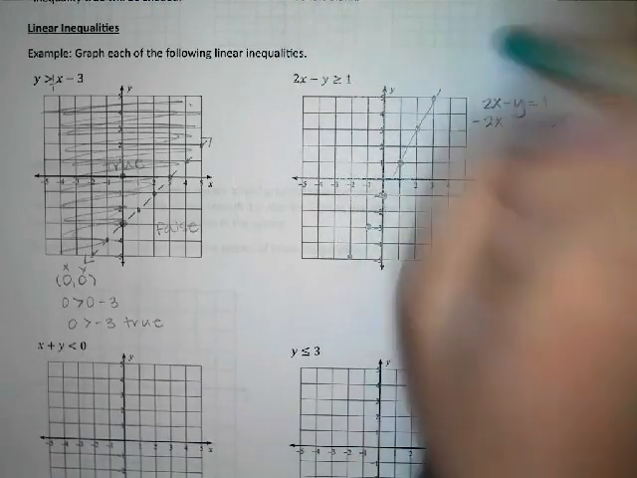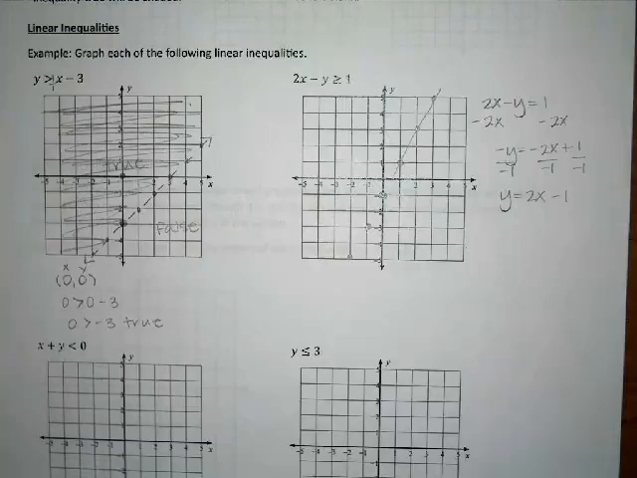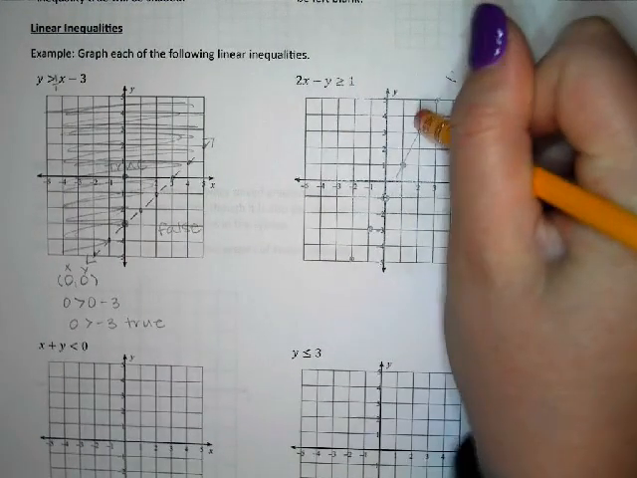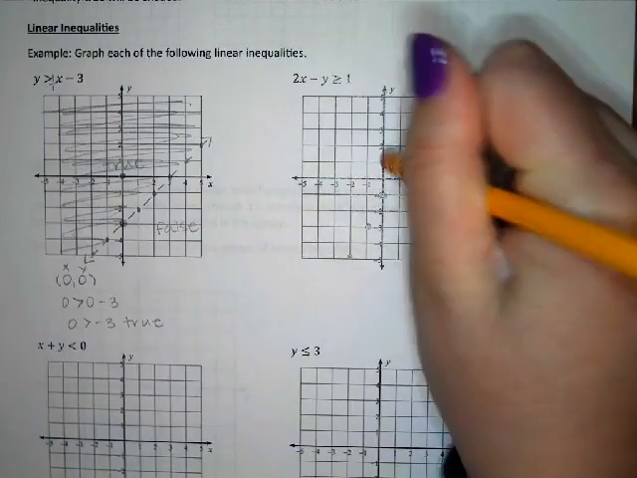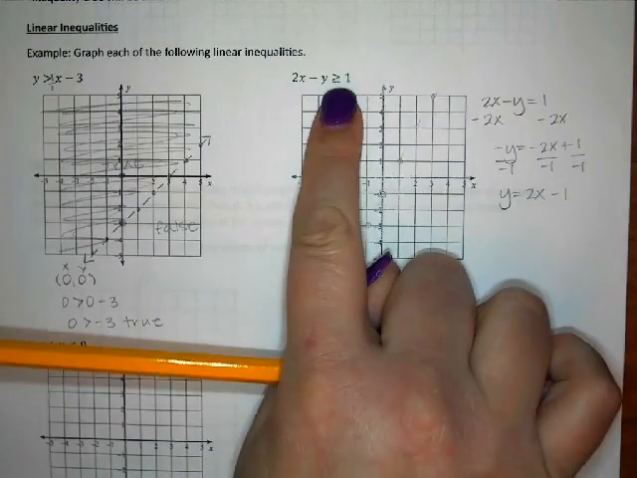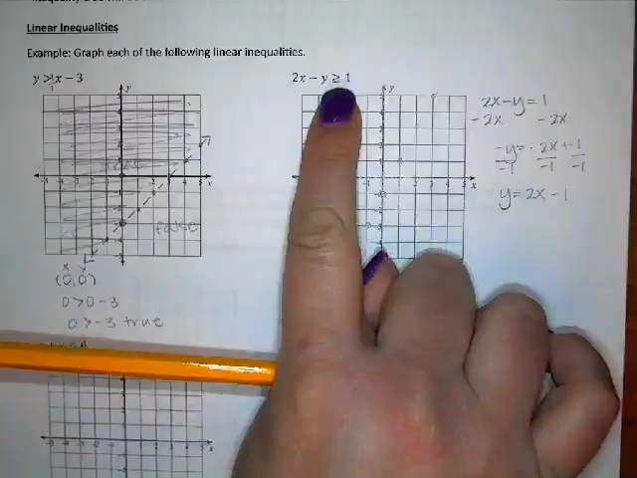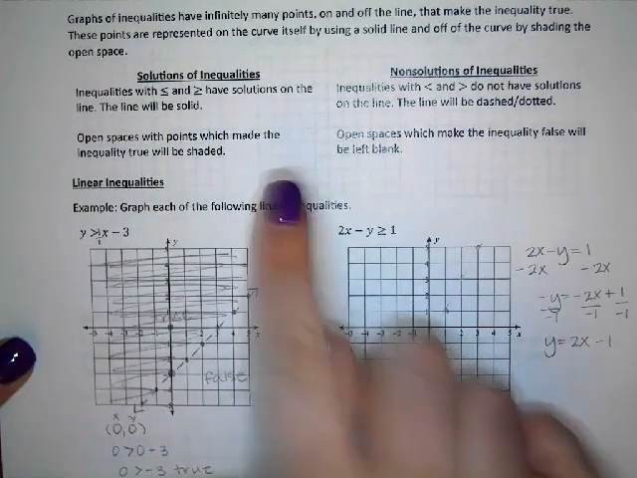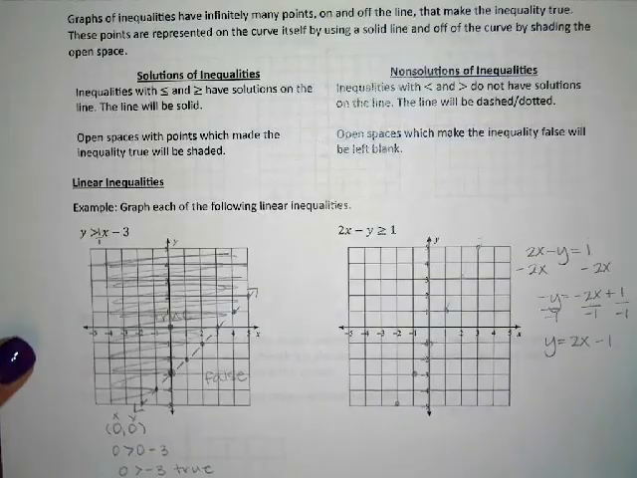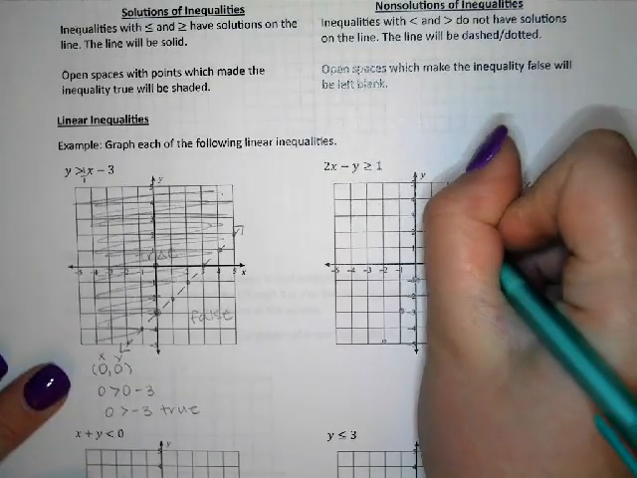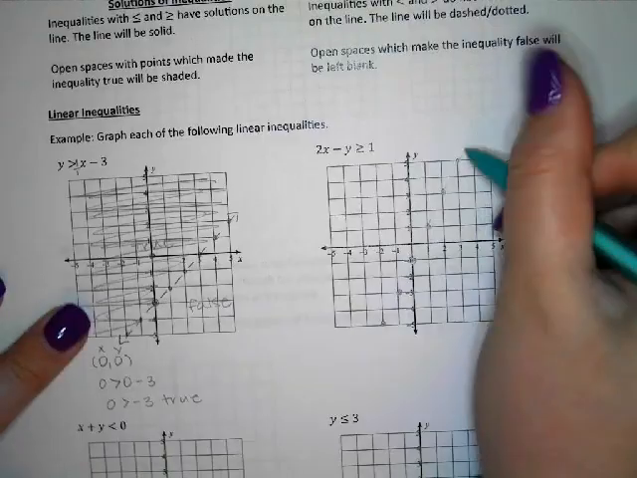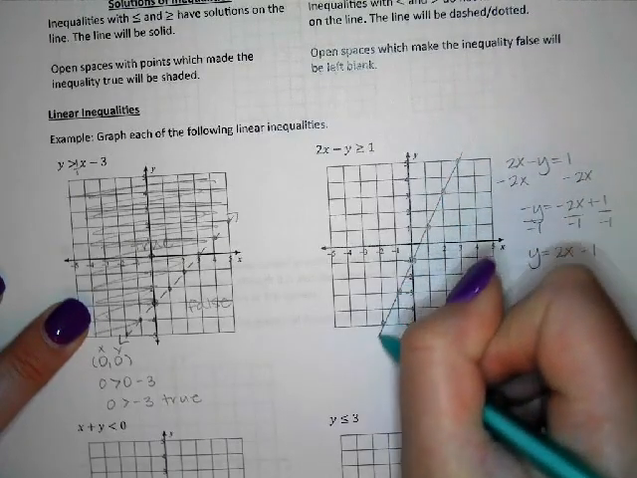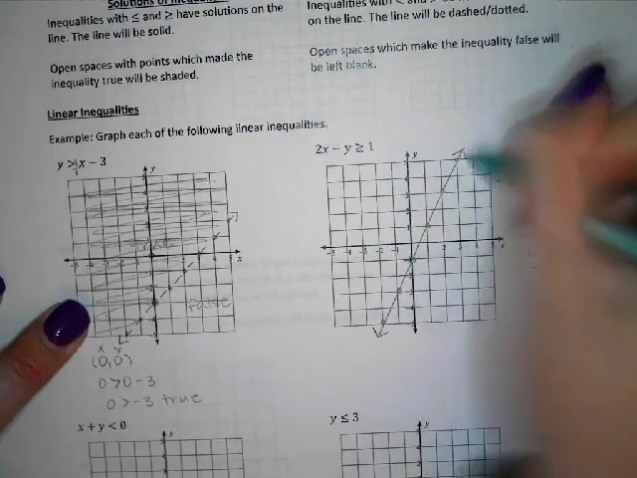Oop. I started drawing my line without even thinking about it. So here, if you look at the symbol, the symbol says greater than or equal to, and since it's greater than or equal to, we know that the points that are on the line are actually going to be solutions to the line. And so this time it is okay to draw a solid line, because any point we plug in will be true.